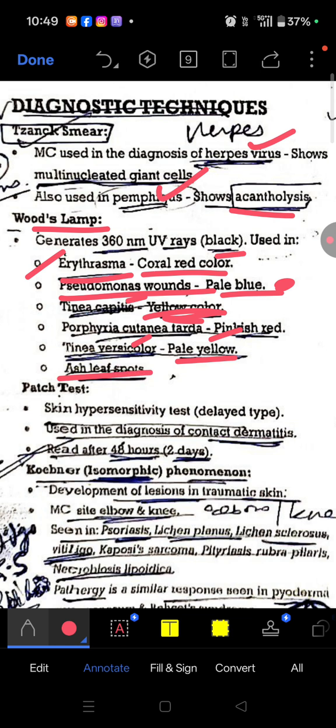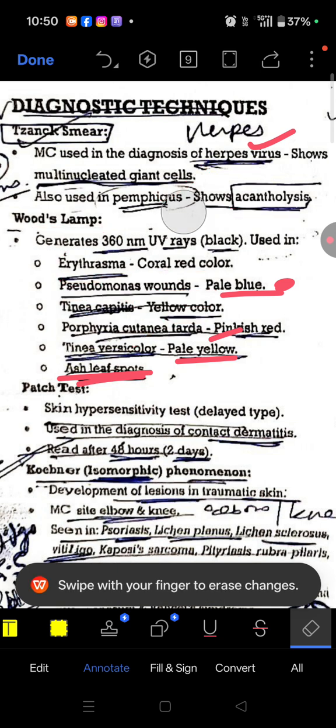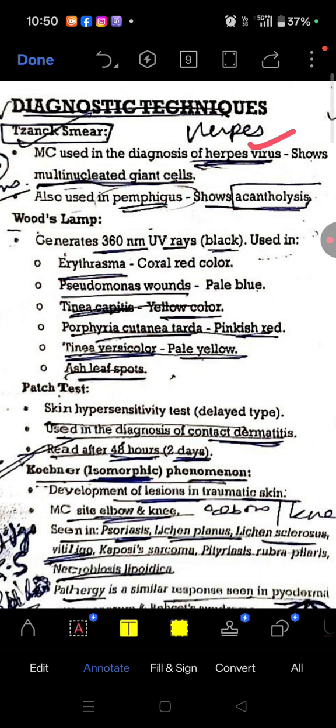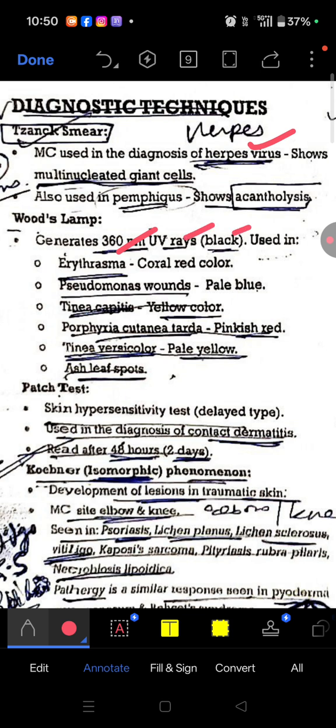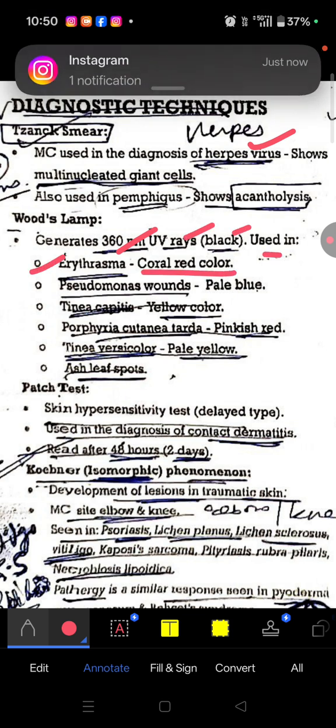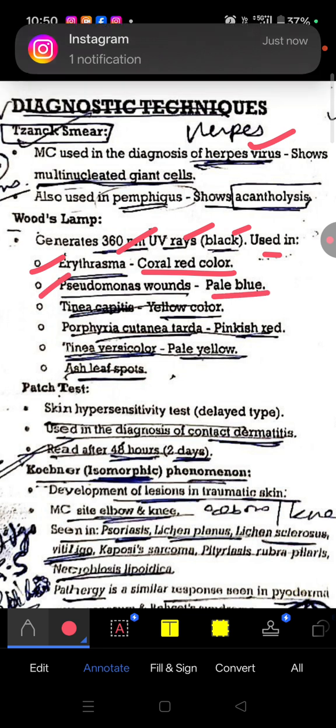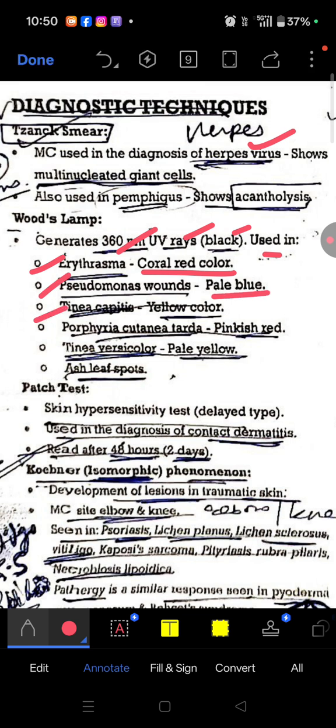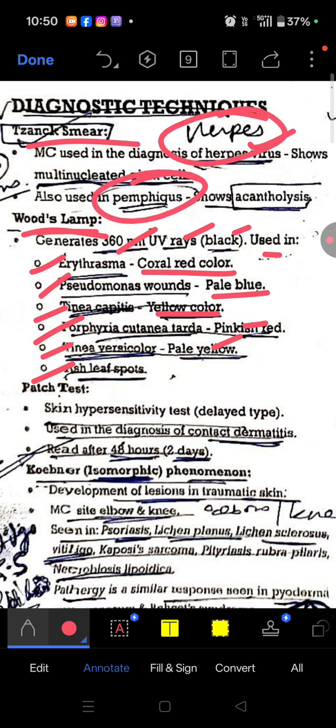Now ash leaf spots. Okay, so in all these conditions, Wood's lamp is used, and it generates 360 nanometer UV rays, black color, and it is used in all these conditions: erythrasma coral red color, Pseudomonas wound pale blue color, Tinea capitis proper yellow color, Porphyria pink-red color, Tinea versicolor pale yellow, and ash leaf spot. So this is all about Wood's lamp. Okay, Tzanck smear is for herpes and pemphigus.